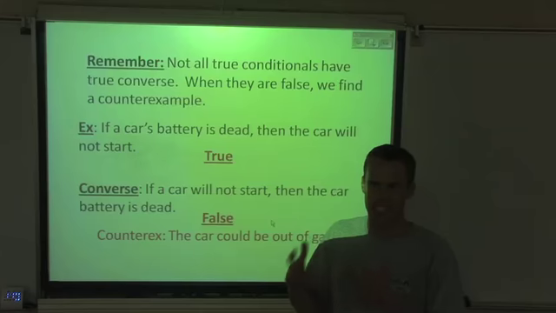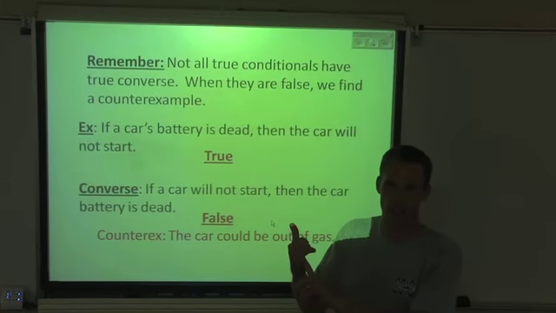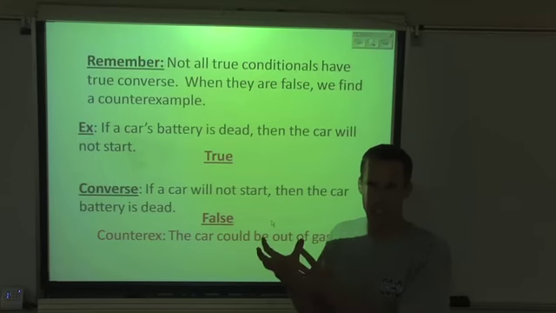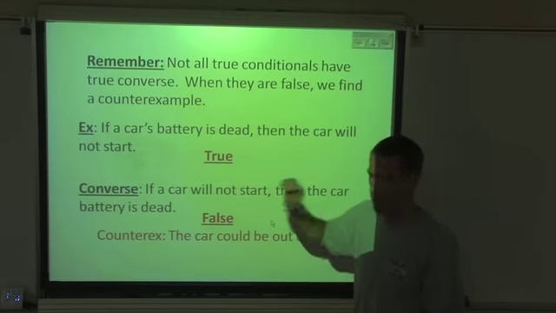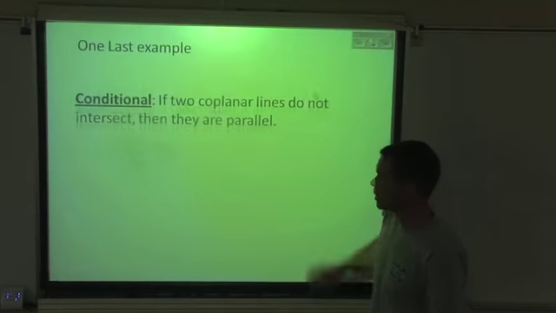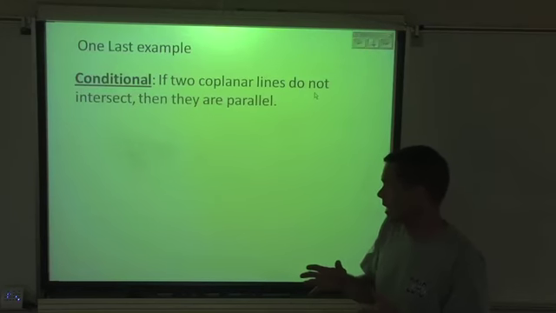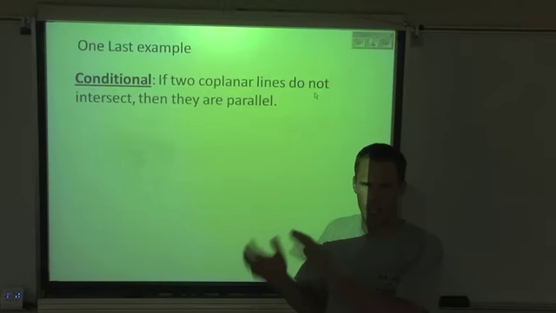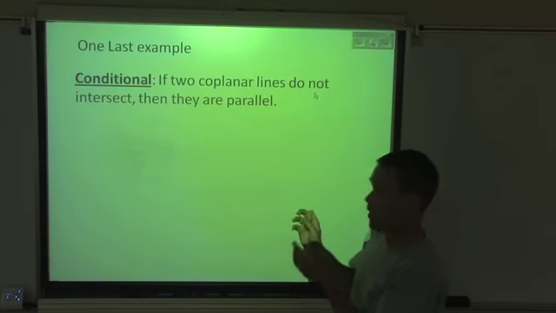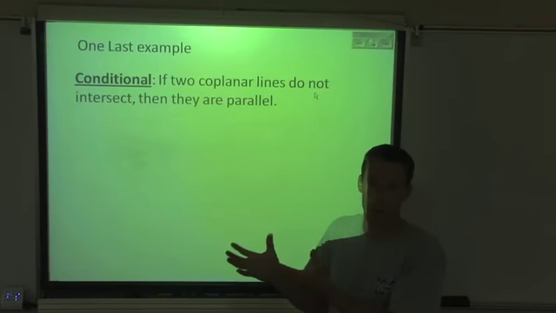Our major assignment off of this lesson is to take statements and write them as if-then statements, write the converse, and then decide, is it a biconditional or does it have a counterexample? Let's look at one last example. Conditional. If 2 coplanar lines do not intersect, then they are parallel. Okay, the condition. They have to be coplanar and they don't intersect. These have to be parallel lines.